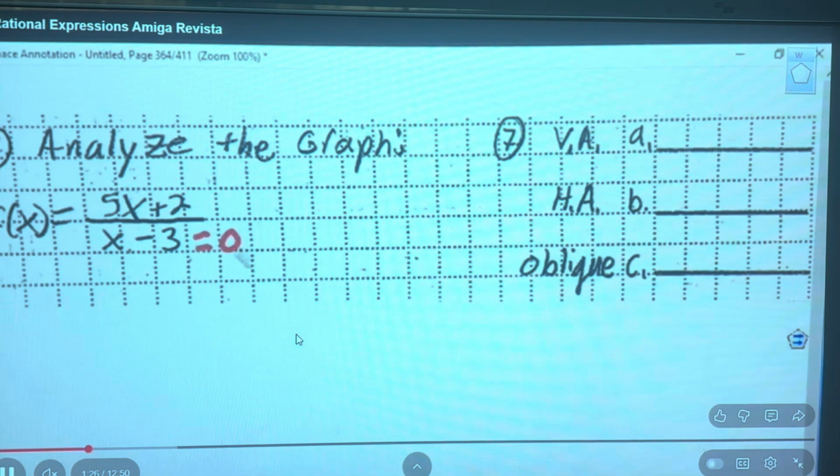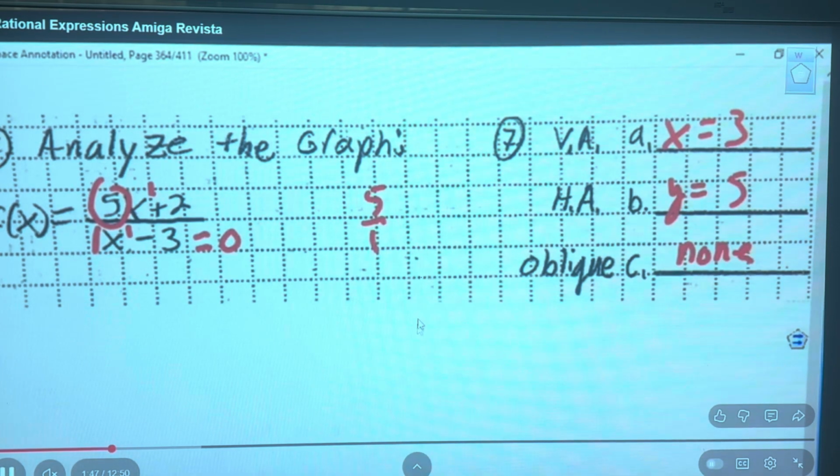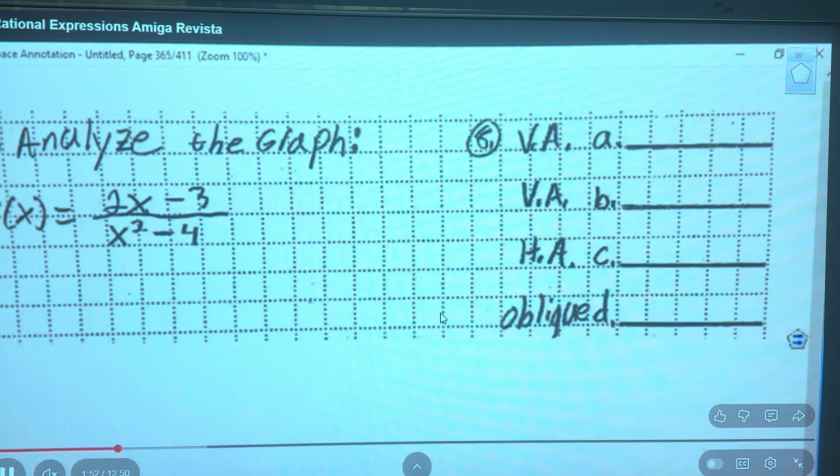This one, we're going to use techniques. So you set the bottom equal to 0, so x equals 3 would be a vertical. And then when you look at the degree of the top, it's the same as the degree of the bottom, or you can plug in infinity. The 2 and the -3 have very little meaning, so it's just going to be 5 over 1, or y equals 5. You cannot have an oblique and a horizontal at the same time.